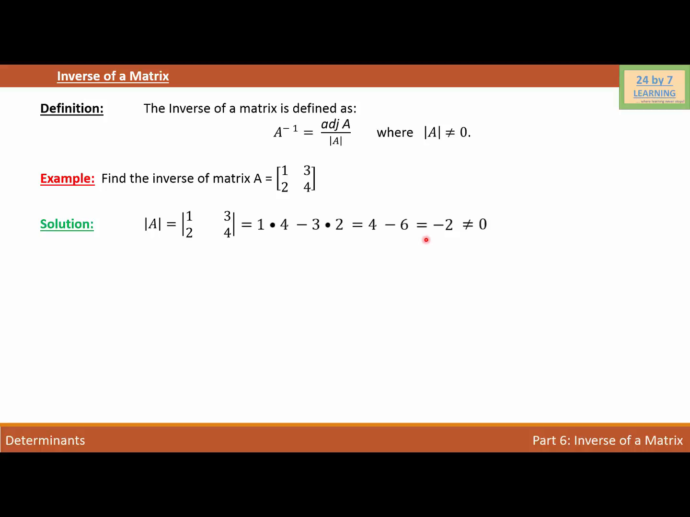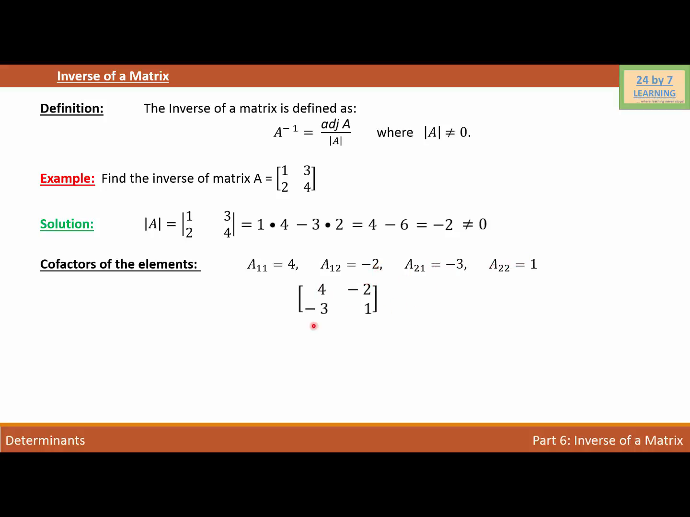In order to find the inverse of the matrix, we need to find the cofactors of this matrix. In our last section, we already talked about the cofactors. So the cofactors of all these elements of the matrix are right here. A11 is 4, A12 is negative 2, A21 is negative 3, and A22 is 1. Let's create a cofactor matrix using these cofactors. Here is the cofactor matrix: 4, negative 2, negative 3, and 1.